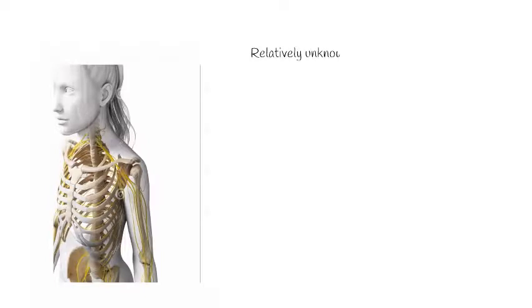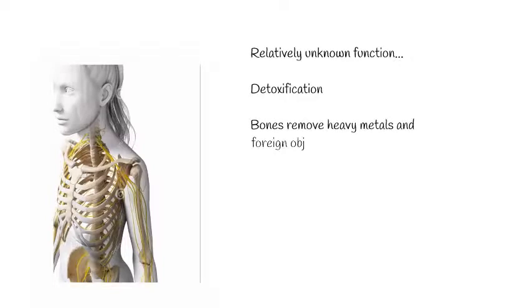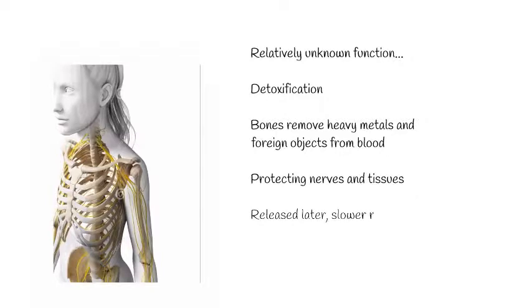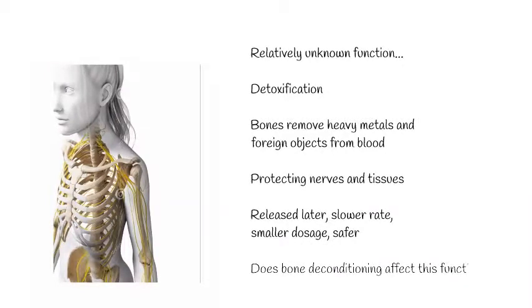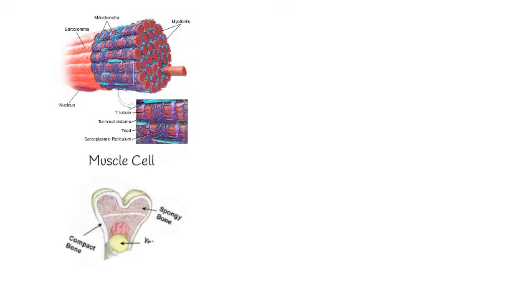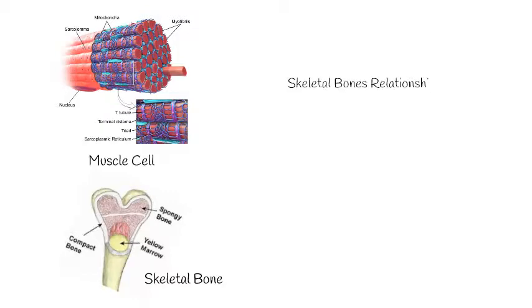Another extremely important but relatively unknown function of the skeletal system is detoxification. The bones will remove heavy metals and other foreign elements from the blood, thereby reducing their effects on your nerves and tissues. Those same foreign elements and metals are released later at a lower dose, safer levels, slowly for excretion. So a question that needs to be asked is, do less dense bones perform this function as well as denser bones? Before now, this extremely important function of the skeletal system was hardly discussed. It might have been because no one was sure of what could be done about it.